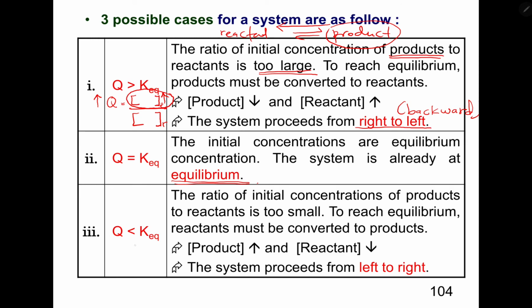And if the Q is less than Kc, that means we have more reactant. Q is product over reactant. Because the value of Q is very small, that means the concentration of reactant is high. So in order to reach equilibrium, we need to use the reactant to achieve the equilibrium and produce more product. So the system will proceed from left to right, or it will shift forward. You can use the term forward, backward, or left to right, or right to left.